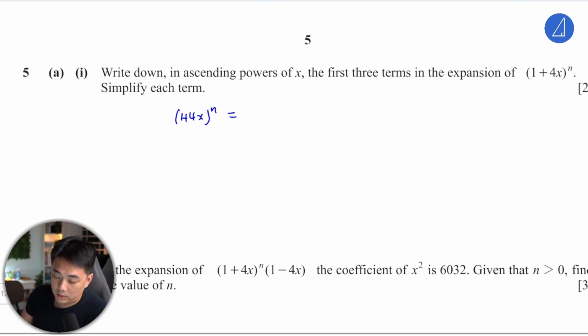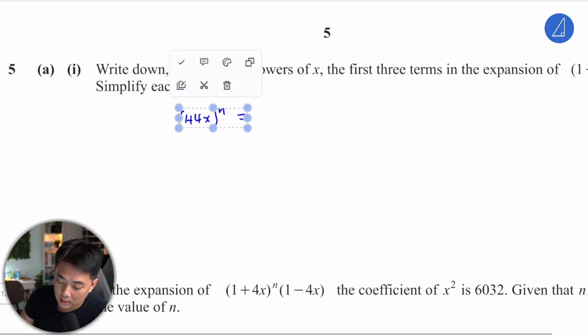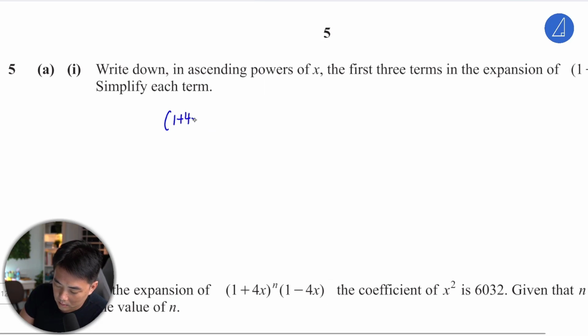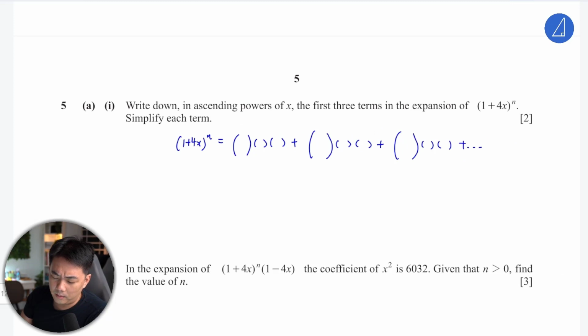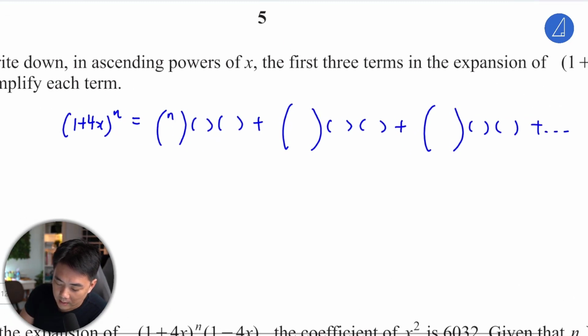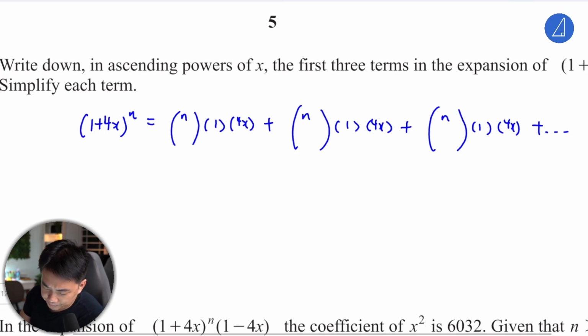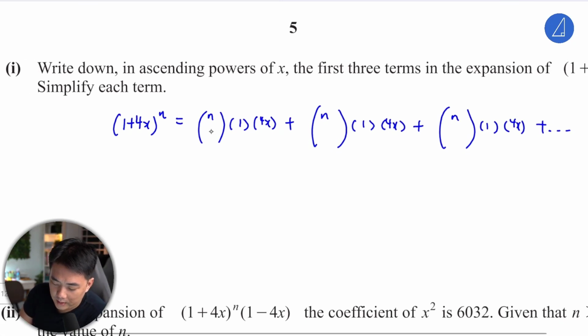Now, usually what I tell my students is that for binomial expansion, you need to understand there's a pattern to it. If you need the first 3 terms, you just bracket them as such. I think this is the most intuitive, easy way to remember. So this will be n, then you put 1 and 4x. The first term, second term: n, 1 and 4x, right? Now remember this will be 0.